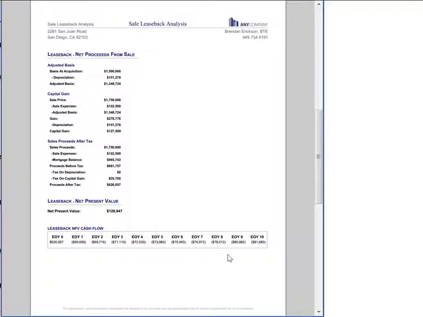The second page of the sale-leaseback analysis will show the leaseback options, the net proceeds from sale if you were to sell the building now and lease it back. It will also show the actual net present value cash flow of each year in your analysis.